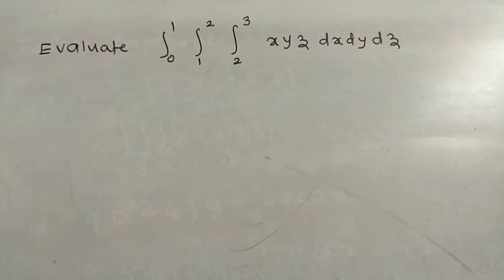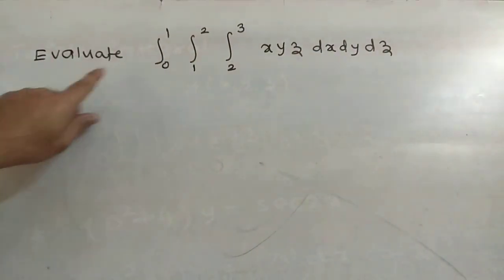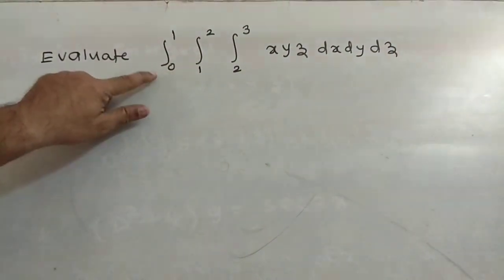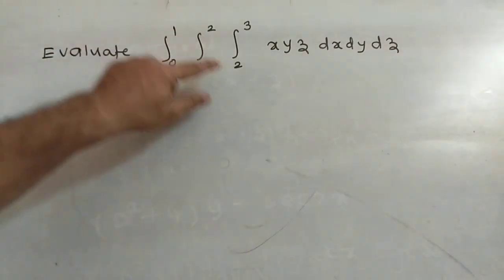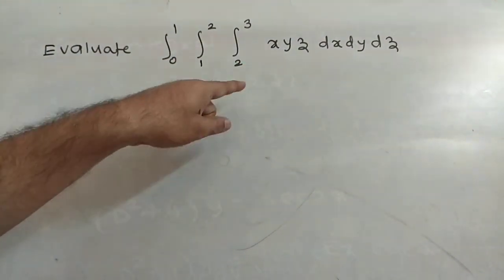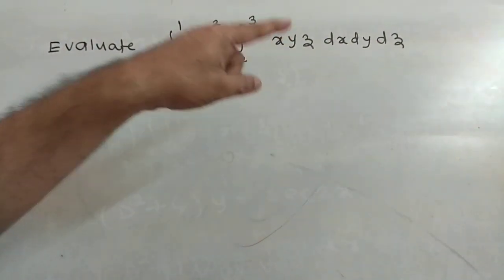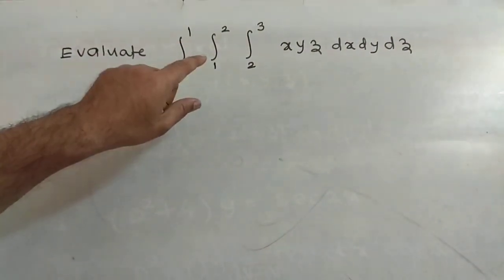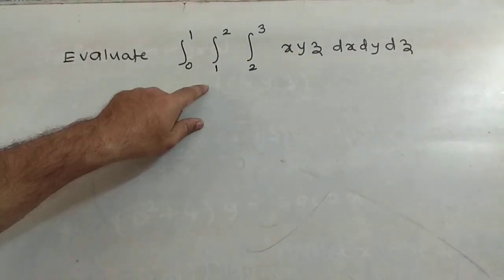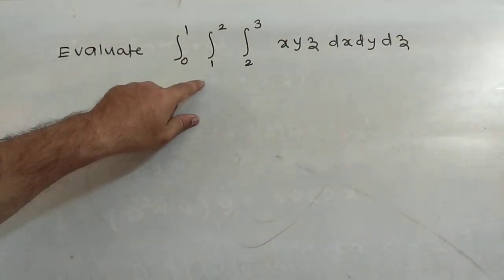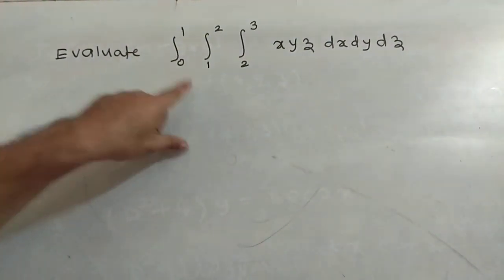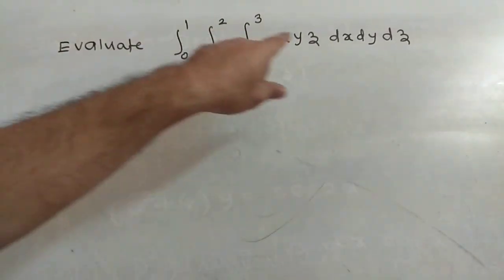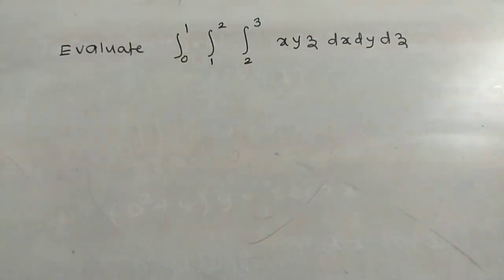Now let us take one example. Evaluate the triple integral. The limits given are 0 to 1, 1 to 2 and 2 to 3. The integrand is xyz, dx, dy, dz. First you look at the limits. Are all the limits real numbers or do they involve any variables? No variables are there. So directly you can think about the order dx, dy, dz.